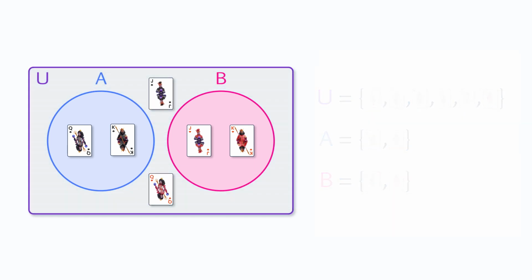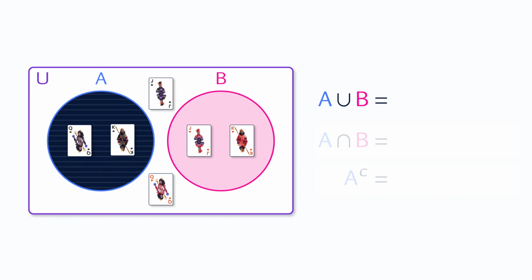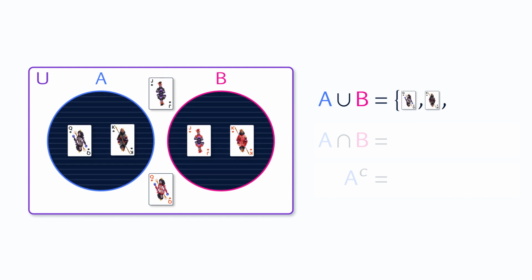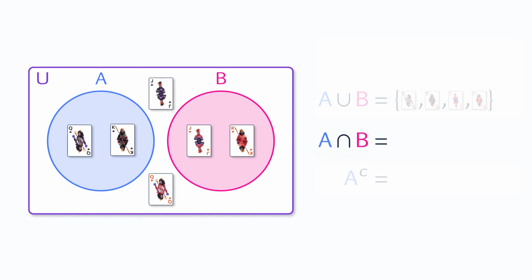Now, let's use the Venn diagram to find the union and intersection of subsets A and B, and the complement of subset A. The union of the subsets A and B is the collection of the elements inside both circles, A and B. So the union of subsets A and B is the set containing the Queen and King of spades and the Jack and King of hearts. The intersection of subsets A and B is an empty set, because the circles don't overlap.